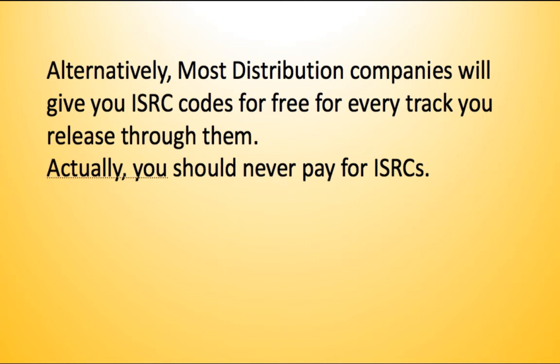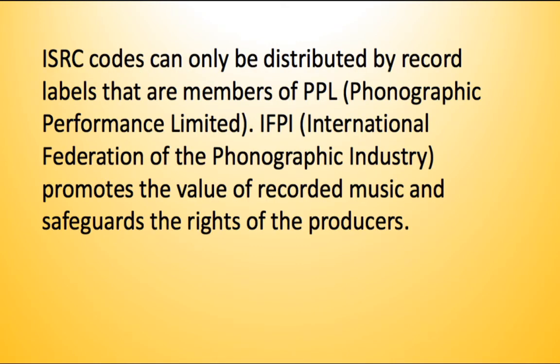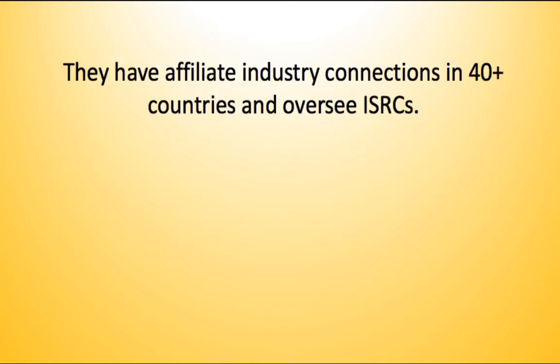As I just shared, if you're an artist, the label should already have their code, and if you're a label, then you should go get your code. It costs, I think, between $19 and $25 to join, and outside of that, the codes are free. Can you make an ISRC code yourself? The answer is no. ISRC codes can only be distributed by record labels that are members of the PPL or the IFPI, which promotes the value of recorded music and safeguards the rights of the producers.